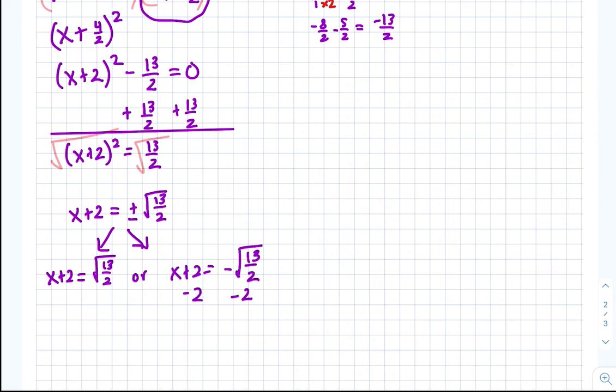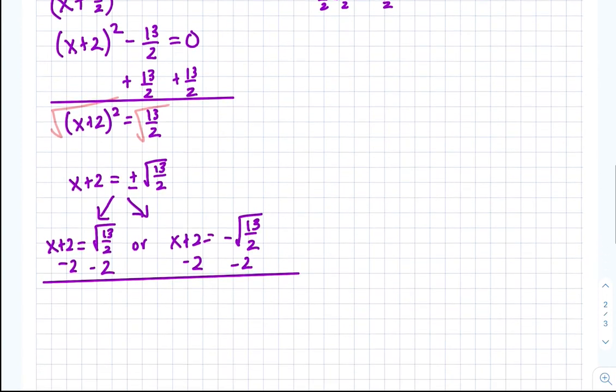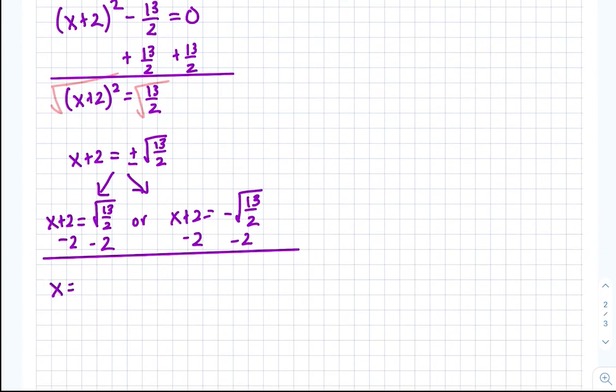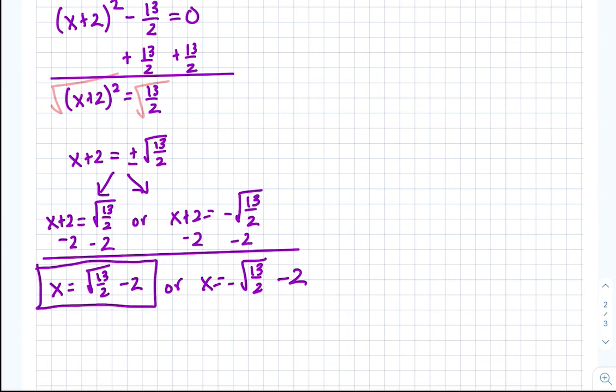Subtract 2 from both sides for both of them, so x is going to equal the square root of 13 over 2 minus 2, or x is going to equal negative the square root of 13 over 2 minus 2. So that is how you complete the square.